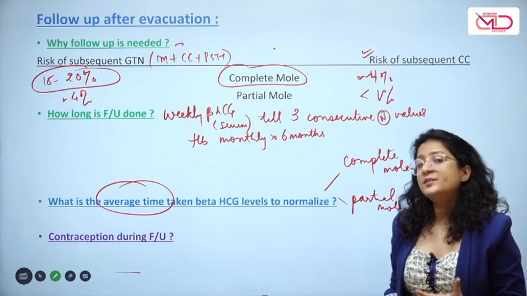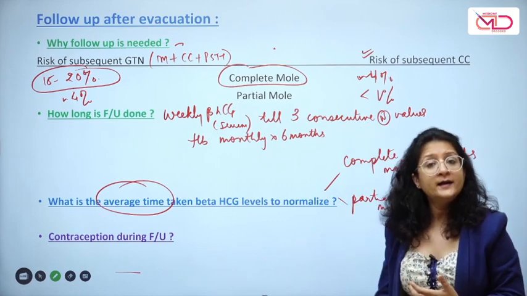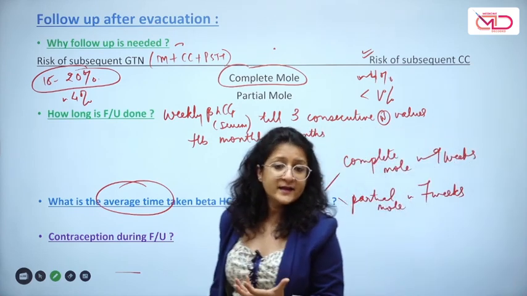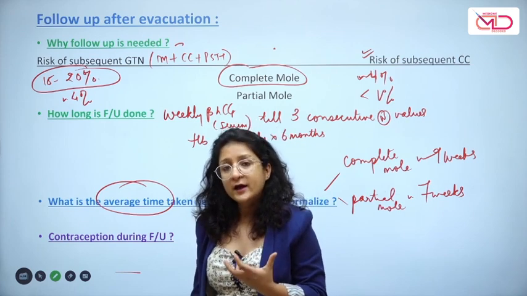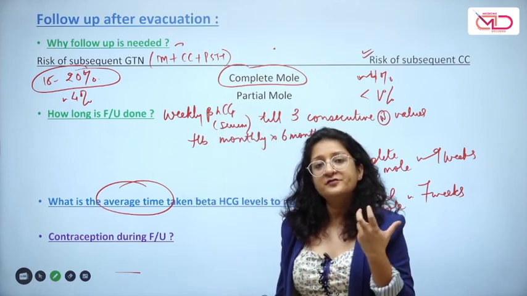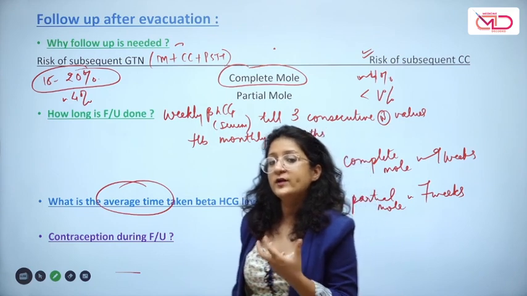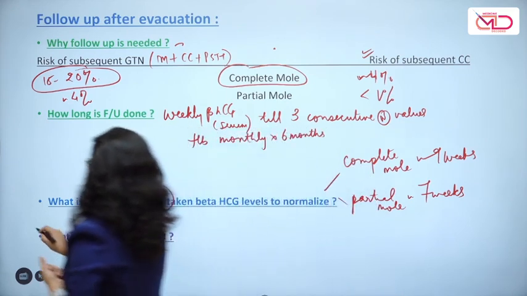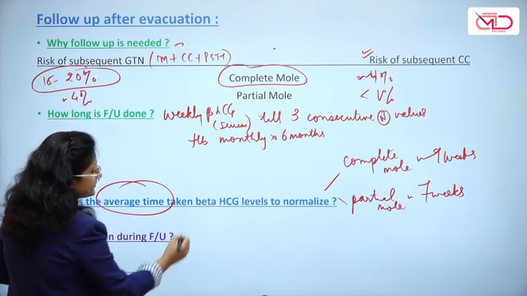Now, if that happens, my follow-up is ruined, because in my follow-up, I was following it up with serum beta-HCG. That was what I was tracking. So fresh HCG from a fresh intrauterine pregnancy is going to interfere with the follow-up. Therefore, contraception during follow-up is a must.